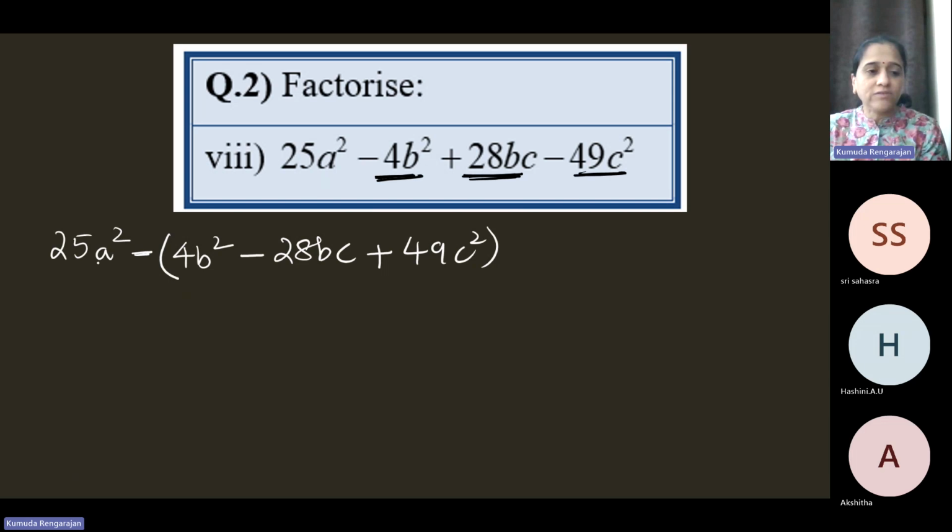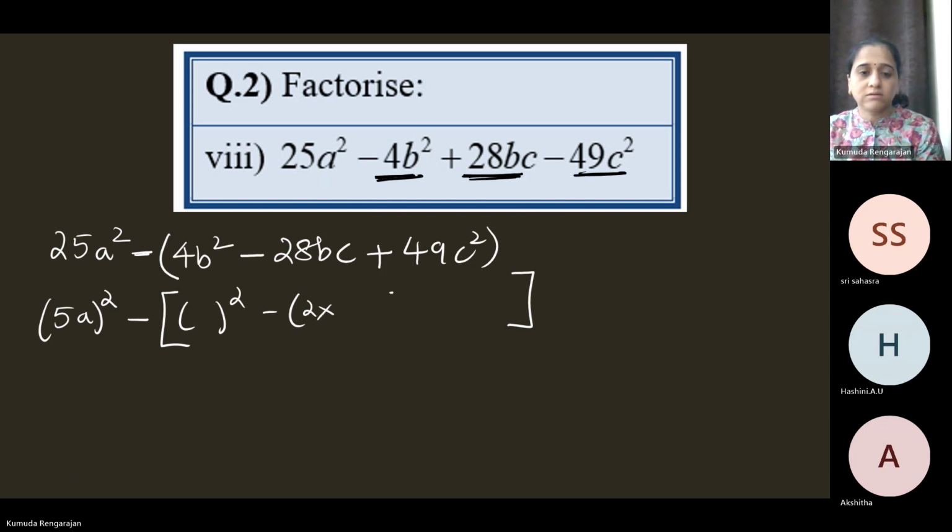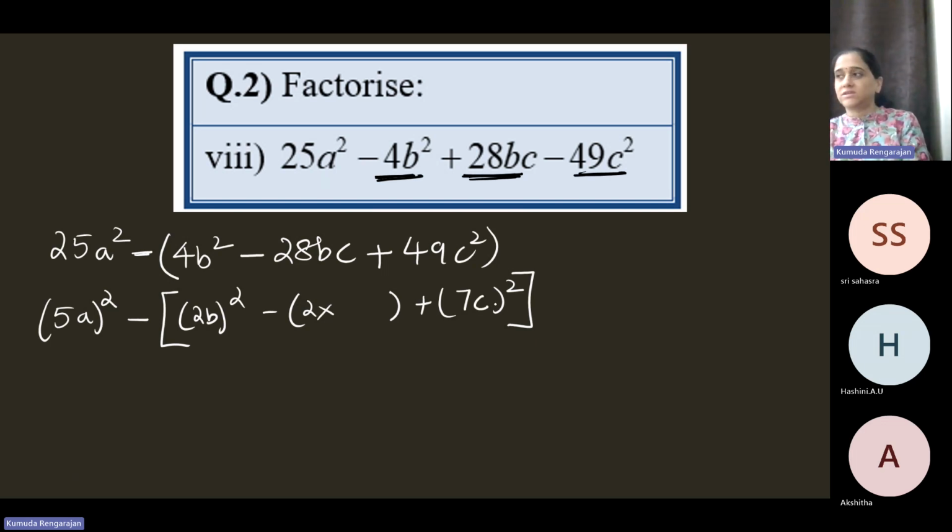Next, 25a squared can be written as 5a the whole square minus square bracket. Inside the square bracket, now who will come inside the first bracket? 2b, because 2b into 2b is 4b squared. Who will come in here? 7c, because 7c into 7c is 49c squared. So then what should you fill here?